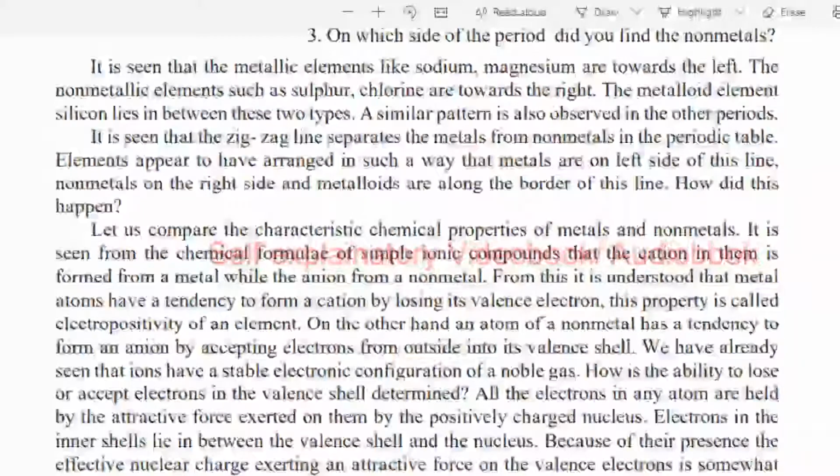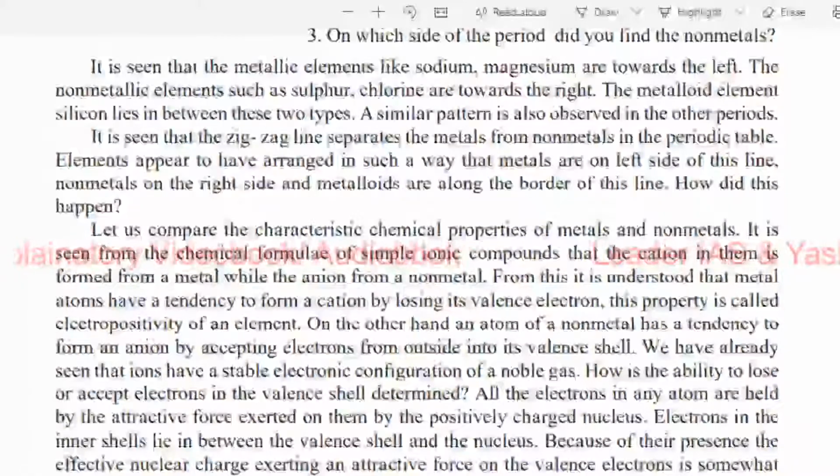We have already seen that the ions have a stable electronic configuration of a noble gas. How is the ability to lose or accept the electrons in the valence shell determined? All the electrons in any atom are held by the attractive force exerted on them by the positively charged nucleus.